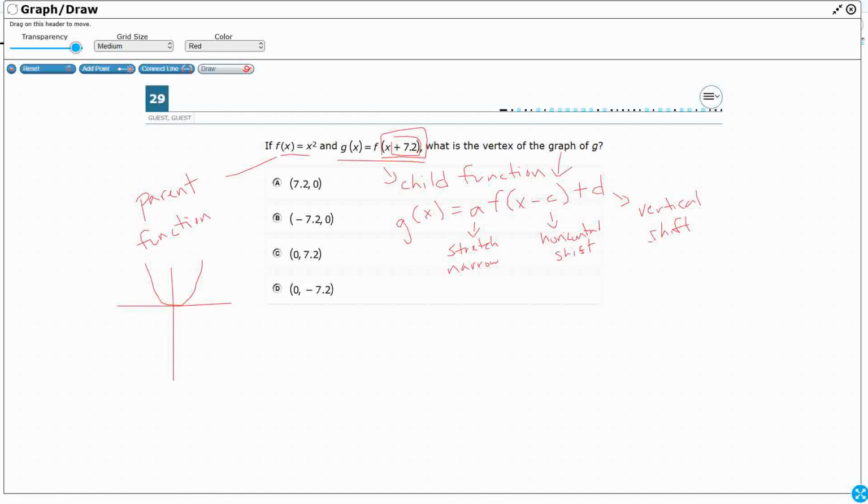And so if we analyze this, we've got this x plus 7.2. That's going to be right there in our horizontal shift location, because there's no A and there's no D. All right, so if we're looking at our x minus c, and if that gets transformed into x plus 7.2, well, that's interesting because the sign changed. It was a minus c, which is the standard form of the child function, and now it is a positive 7.2. So how do we get from a minus c to a positive 7.2?